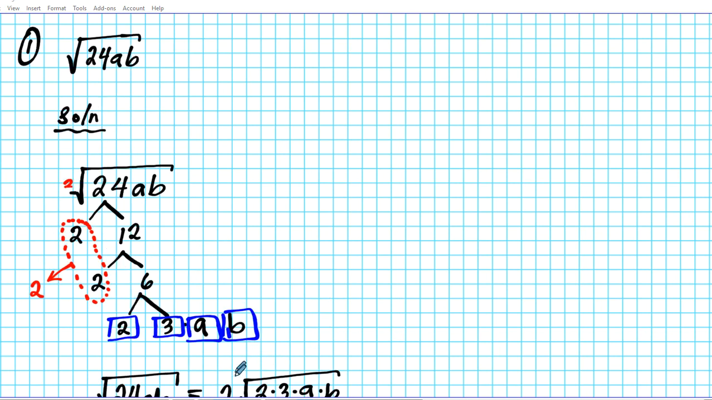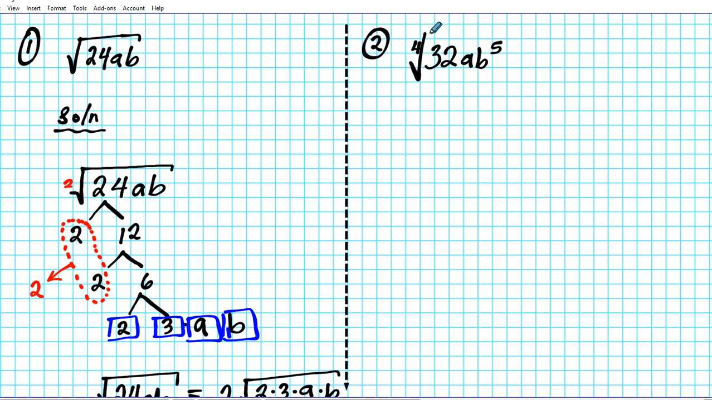All right, let's go ahead and try another example. Let's look at the fourth root example now, number 2. Now, what if you were asked to simplify the fourth root of 32ab to the fifth? Okay, let's go ahead and do it. So as you can see here, we're looking for the fourth root of 32ab to the fifth.